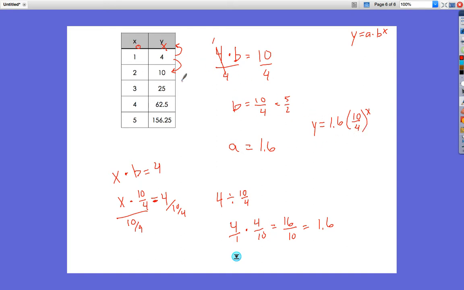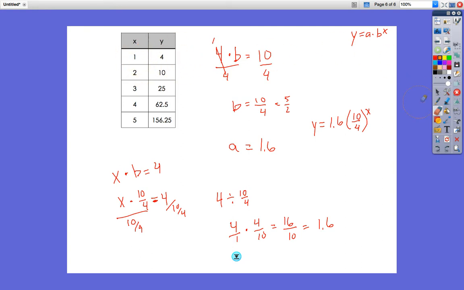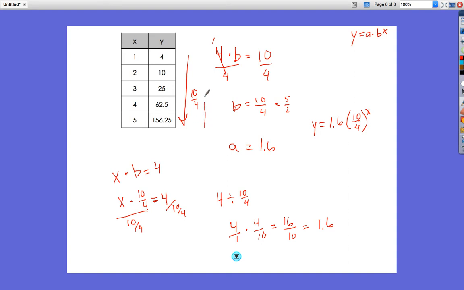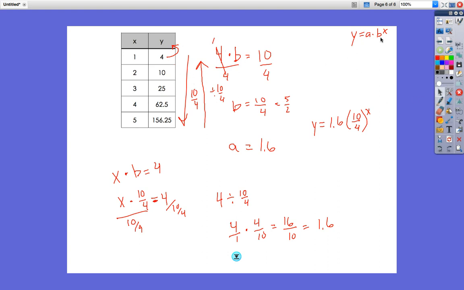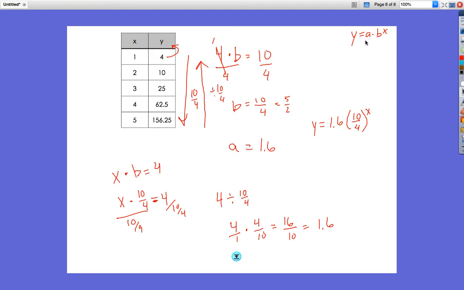And these numbers aren't so obvious, but we're following the same exact kind of thing. 4 times a number times b must have been 10. 10 times b must be 25. And then, if we're multiplying by 10 fourths or 5 halves each time this way, then we must be dividing by 10 fourths each time this way. So 4 divided by 10 fourths, flip the reciprocal, multiply, and you get your answer. And that's how you write a simple equation here. We're finding the growth factor, we're finding the starting value, and then we're just plugging it in.